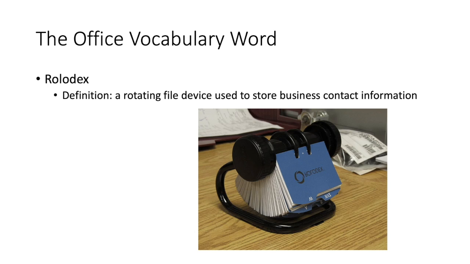And the last one we're going to talk about, and this is going to go to the Wayback Machine, is The Office. This is a vocabulary word, and that is the Rolodex, which is a rotating file device used to store business contact information. I used to see these when my grandfather had a business. I hadn't seen one in a long time, and it was kind of funny to see. I know I've seen those before, and it turned out that Michael Scott actually had one. So it was kind of funny.